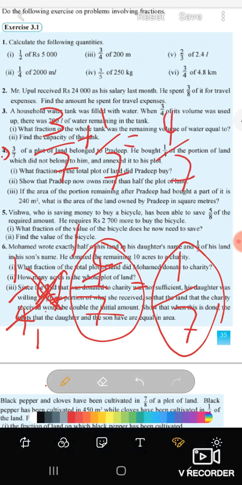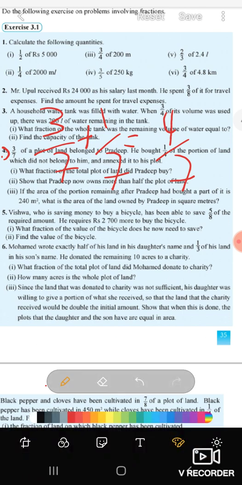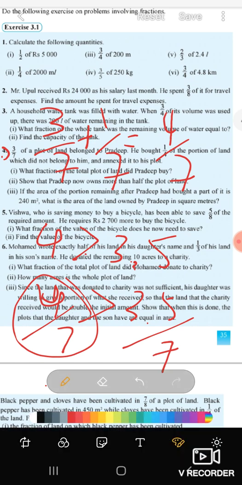Out of 7 portions, if he owned exactly half of the land, it would be 3.5 portions. Now 4 is greater than 3.5. So he owns 4/7 of the plot of land, and 4/7 is greater than 3.5/7. Therefore he owns more than half of it.